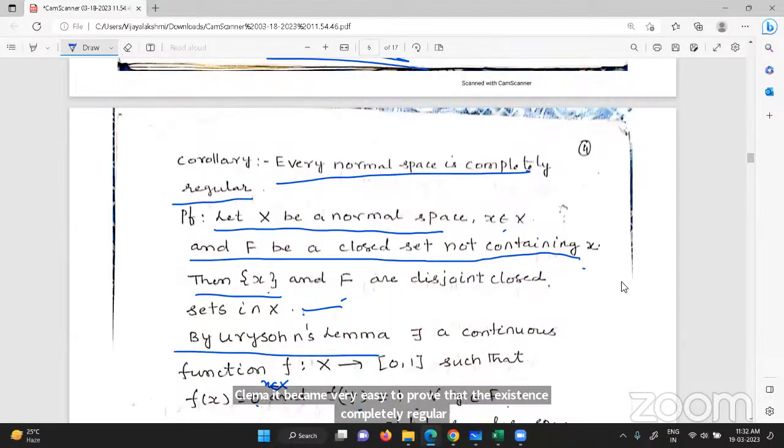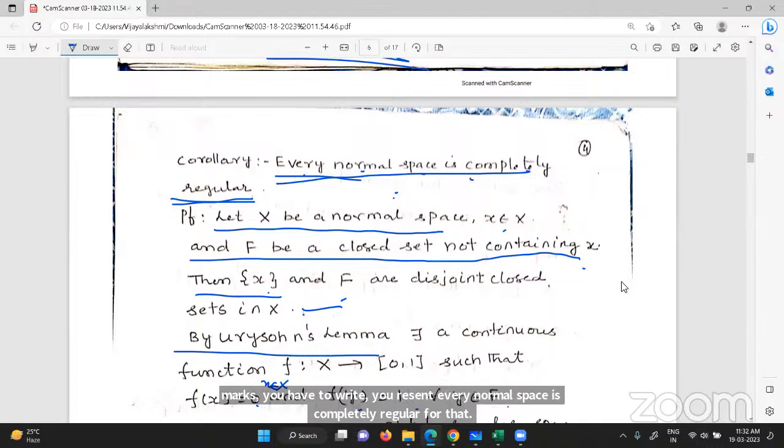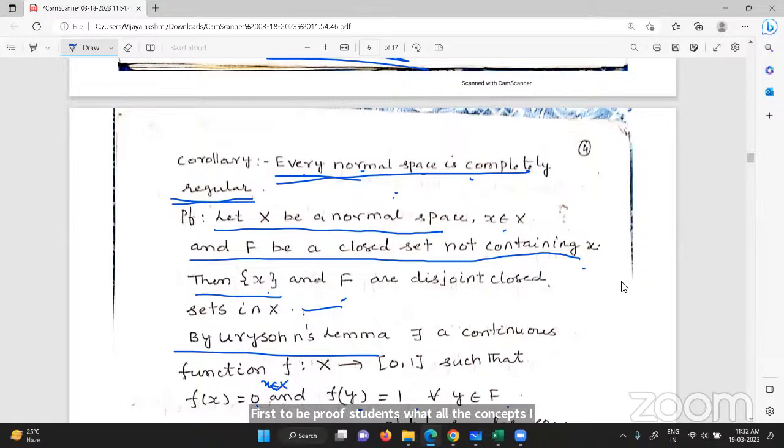Students, if in the exam this theorem comes for 10 marks, you have to write Urysohn's lemma. Every normal space is completely regular. For that, first we prove Urysohn's lemma. Students, are all the concepts I taught clear to you? But Urysohn's theorem, whatever I explained, may be a difficult concept. You have to give it 1 to 10 readings, and first of all read the proof 3 to 4 times. Then you start learning. Then only it will be clear to you. Otherwise, you cannot follow. Okay?